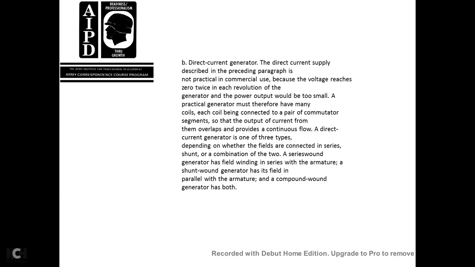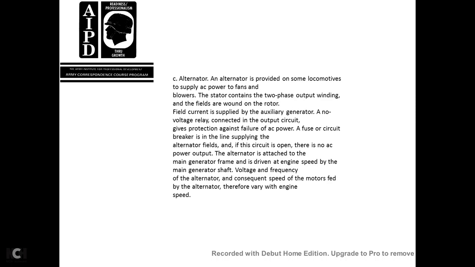A direct current generator is one of three types, depending on whether the fields are connected in series, in shunt, or a combination of the two. A series wound generator has the field winding in series with the armature, and a shunt wound generator has the field in parallel with the armature. A compound wound generator has both.